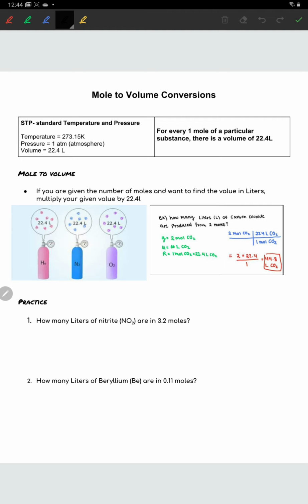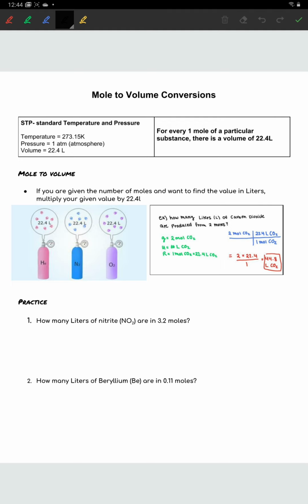Okay, so first thing we'll talk about is mole to volume. Our relationship in this case is for every 1 mole, we have 22.4 liters. This is going to be the same regardless of any substance that you're going to have. So you can see in the picture here, we have helium, nitrogen, and oxygen. If you have 1 mole, we'll see the gas as 22.4 liters.